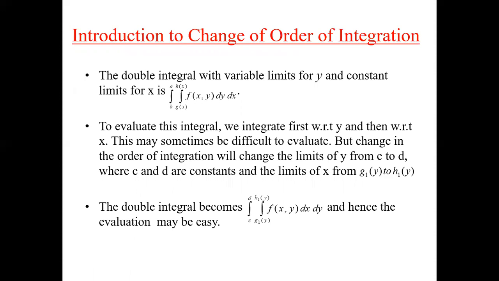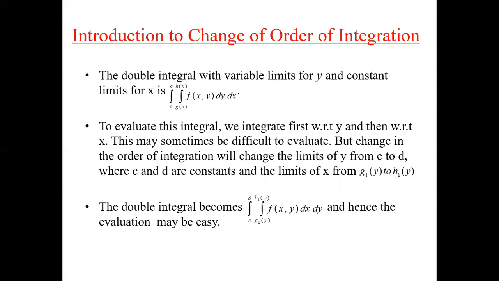And when you are finding the limits, sometimes with the given limits, it may become difficult to find with respect to the variables. That means first I'll have to integrate with respect to x only, and then with respect to y, which may be difficult compared to the integration with respect to y first and then with respect to x. So therefore, to do this, what we do? We'll go for changing the order of integration. That means the given order has to be changed so that the limits will be changed, and accordingly the evaluation becomes easy.